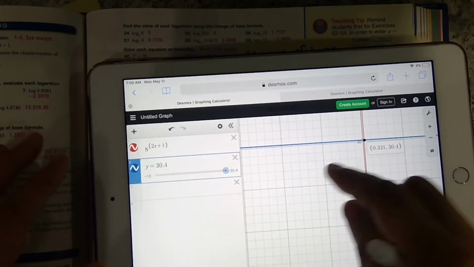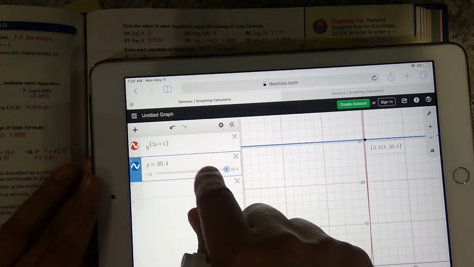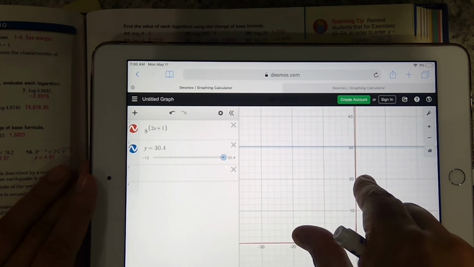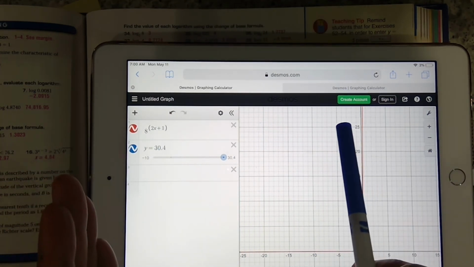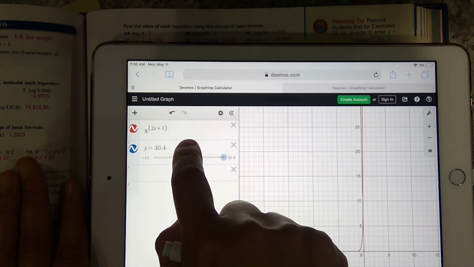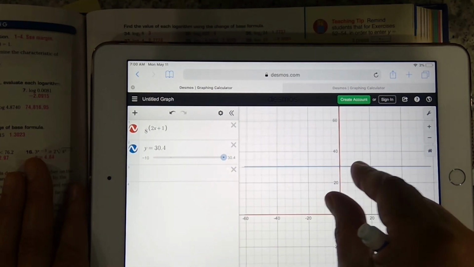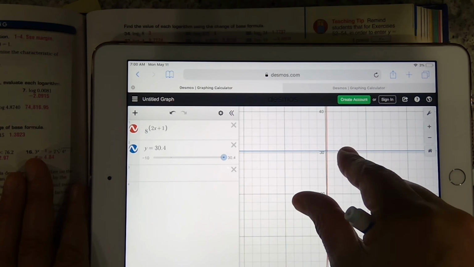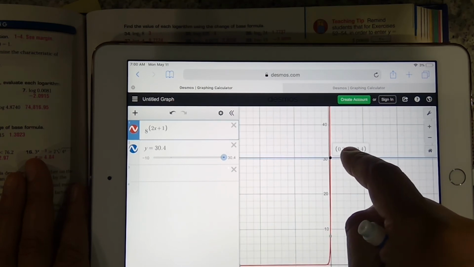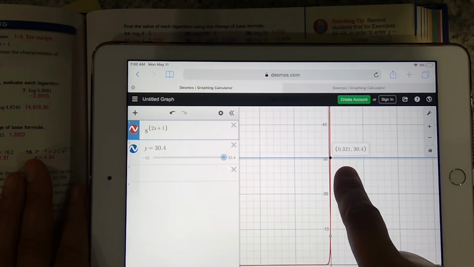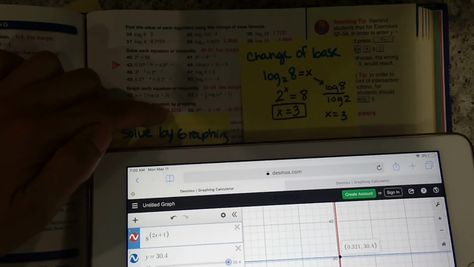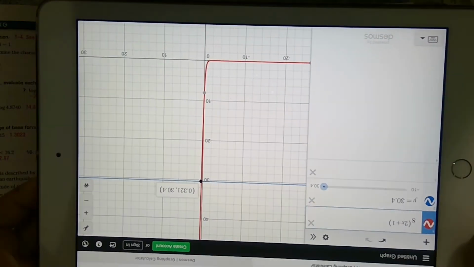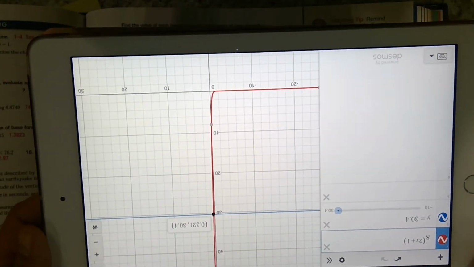Okay, so what I did is I entered one equation, and it was 8 to the 2x plus 1. So whatever's on the left-hand side, you're going to enter it. And then you're going to enter whatever it's equal to on the right-hand side. And then you're just going to play around with your graph and try to see where they intersect. So I can see that they intersect at 0.321, 30.4. So then my answer for that one is 0.321. All right, and that's it for the graphing.